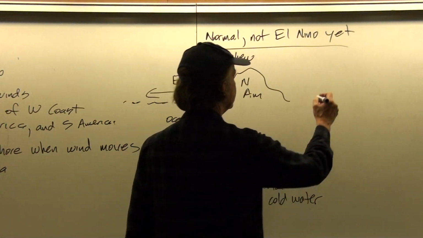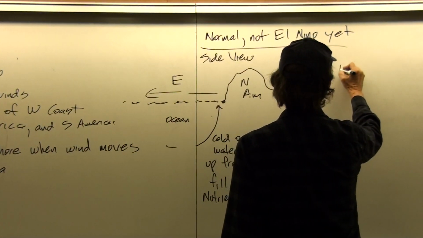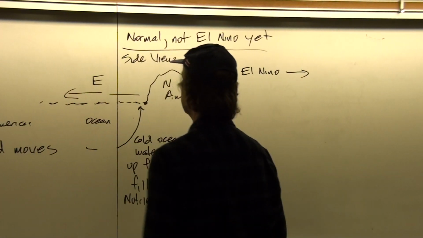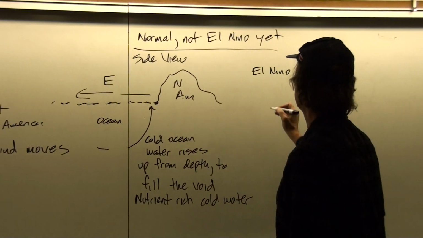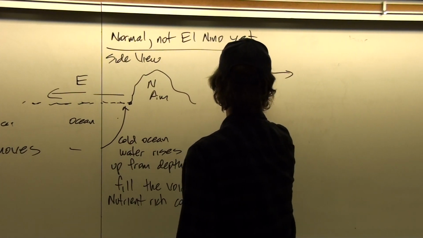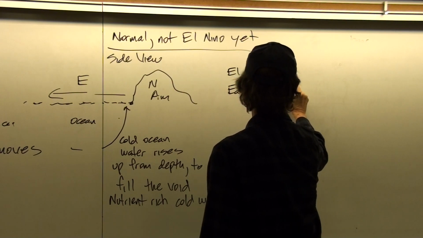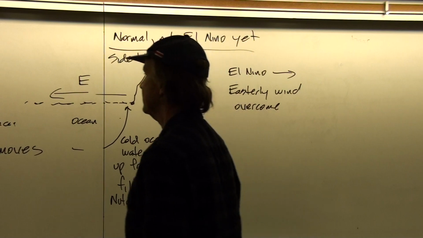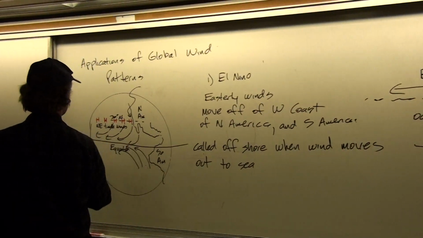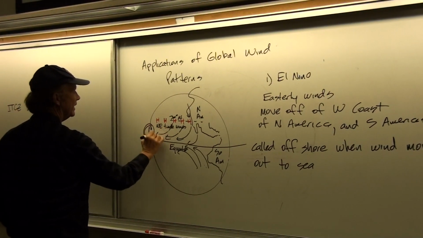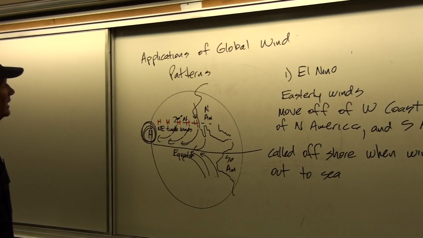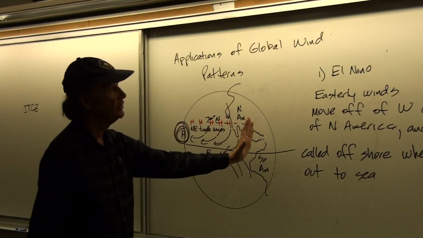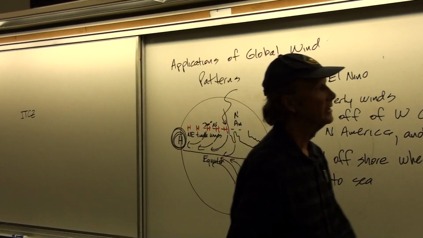But when we get an El Niño, what will happen is that this easterly wind is overcome. And typically this may be caused by some kind of a high pressure air mass which strengthens in somewhere in the Pacific. And so that tends to push air in the opposite direction.